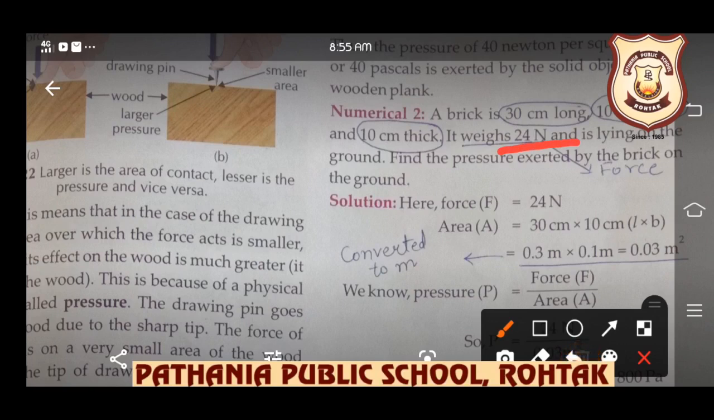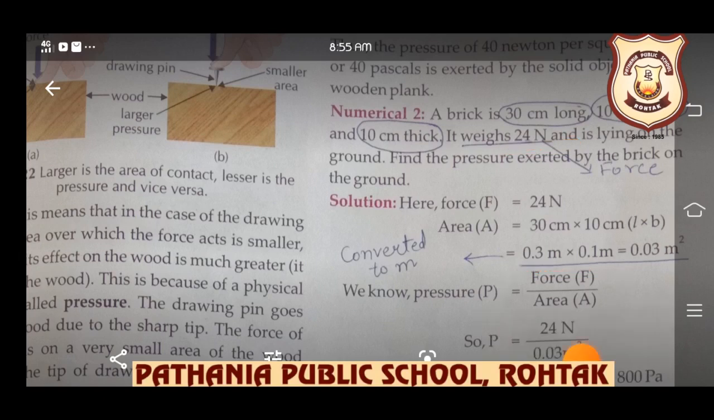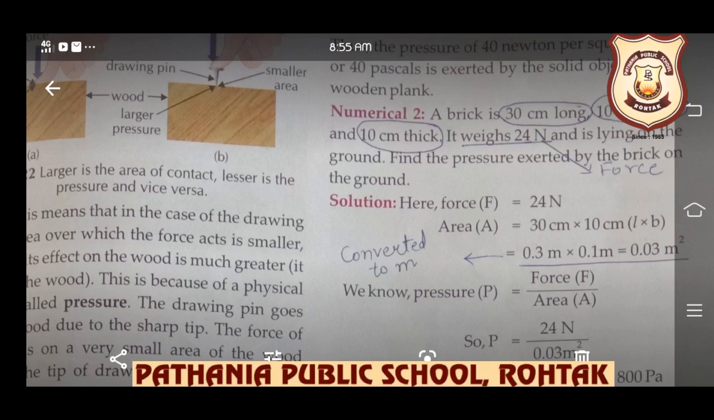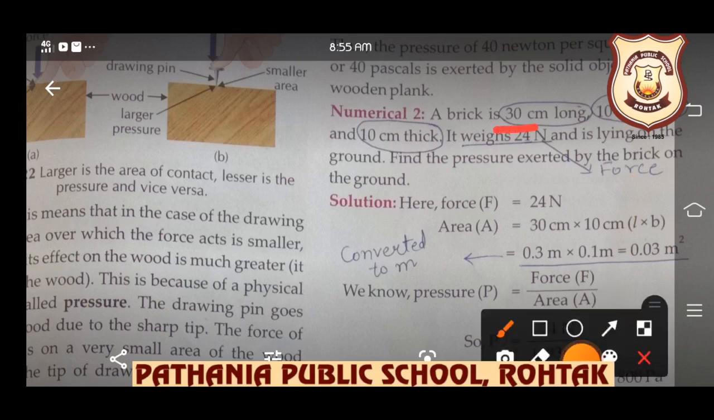See beta, the pressure formula is the same, force per unit area, but what we need to see here, beta, is that the area we need to find out. We are given length into breadth as the area, so we will take the length. See, this is the length, and area is length and breadth. Length is 30 centimeter and breadth is 10 centimeter.